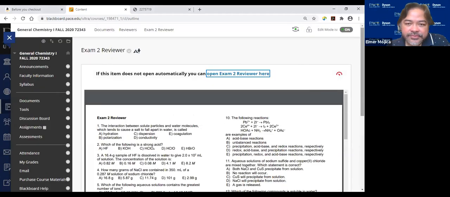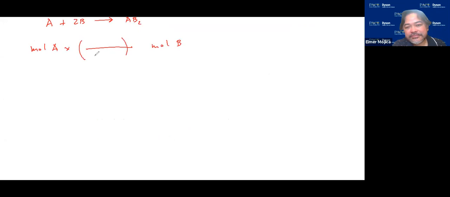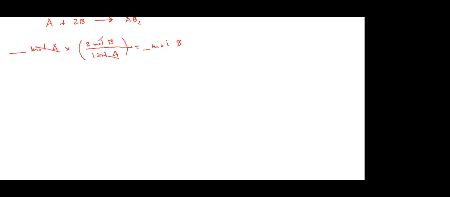So all you need to do is know what we call this. Dimensional analysis, okay? So if you're going to recall, maybe you're given, let's say, the moles of A, and you have a reaction A plus 2B producing AB2 something. So the way that you're going to do it is you need to get the moles of B. So how are you going to set this up? If you're given the moles of A, you're asked to get the moles of B. How do you set this up? So for every one mole of A, you have two moles of B. You just cancel out the A there, so you end up with moles of B.